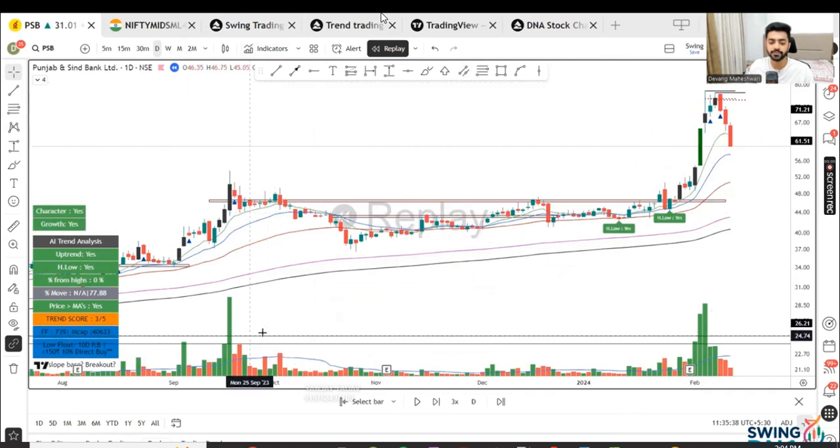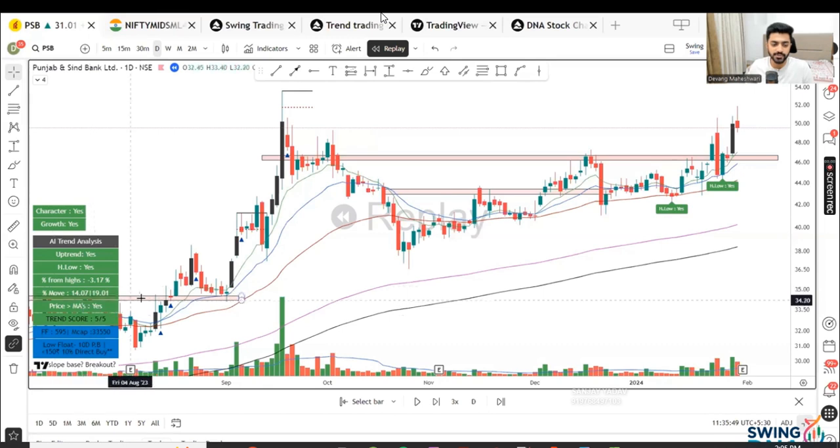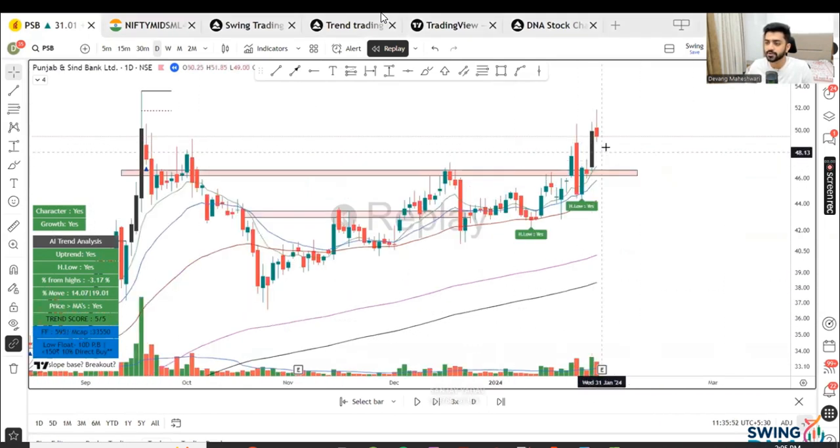Let's see on this day. Other things need to be in place. So everything is fine: character, growth, percentage move, extensions, all things are fine. We'll directly buy here, putting a 5% stop loss, because this is at 48, 49 rupees. And the sector we have already checked up here.